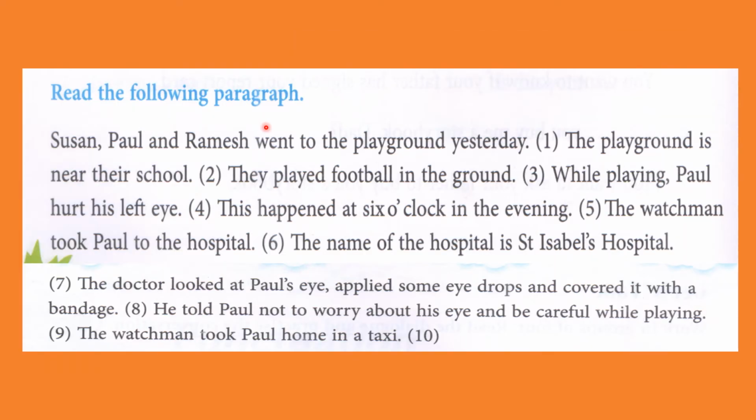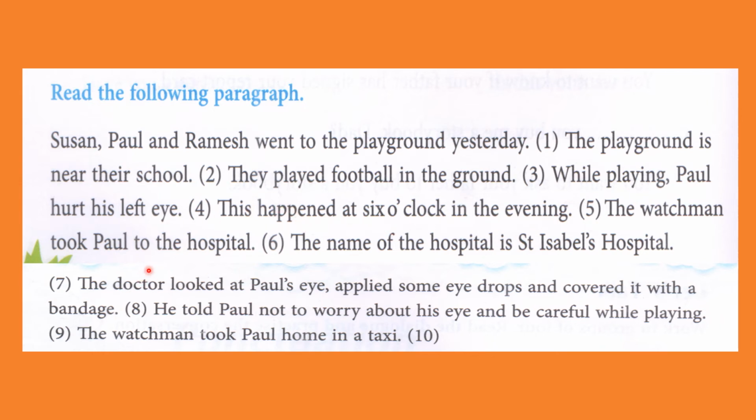Read the following paragraph. Suzanne, Paul, Ramesh went to the playground yesterday. Children, this is the first sentence, but the numbers are given after the sentence. Okay, so this is the first sentence. The playground is near their school. They played football in the ground. While playing, Paul hurt his left eye. This happened at 6 o'clock in the evening.